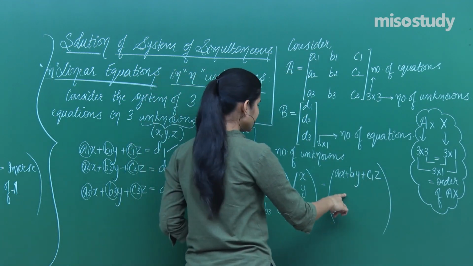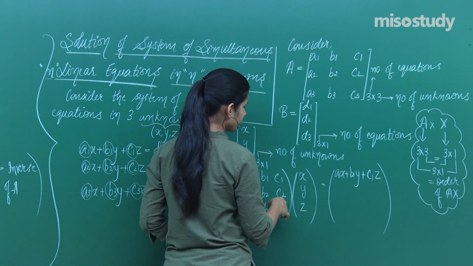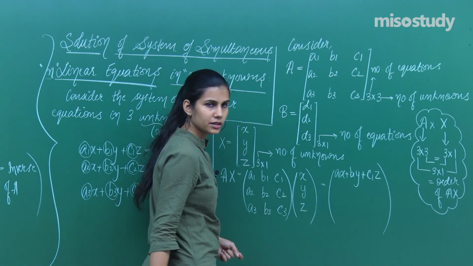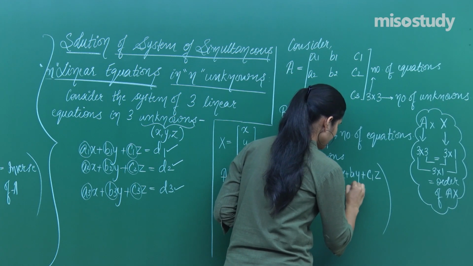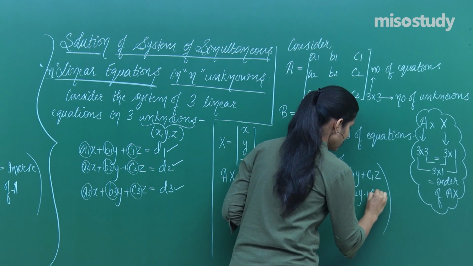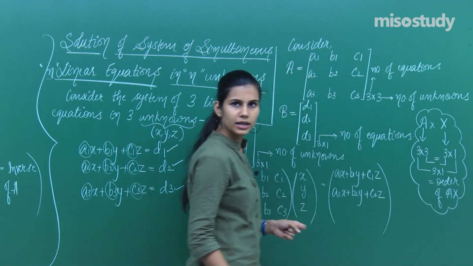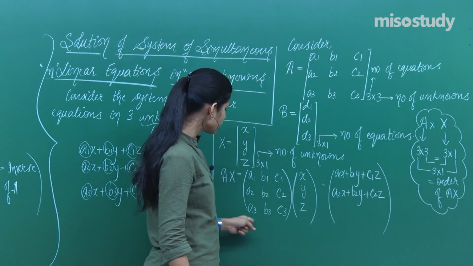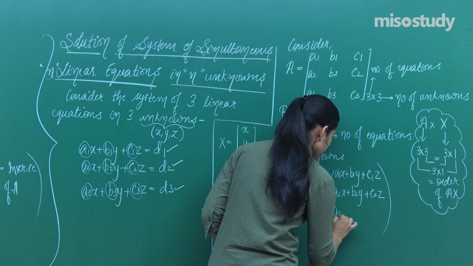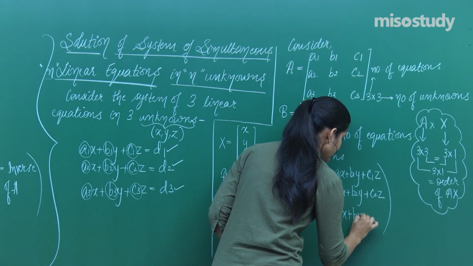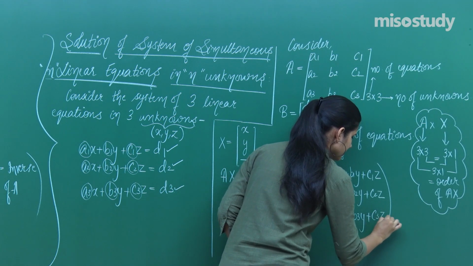Then I will have the 2/1th entry, which will come as a result of multiplication of the second row here and this column here. So it will be A2X plus B2Y plus C2Z. And then the 3/1th entry will come as a result of multiplication of the third row here and the first column here. So it will be A3X plus B3Y plus C3Z.